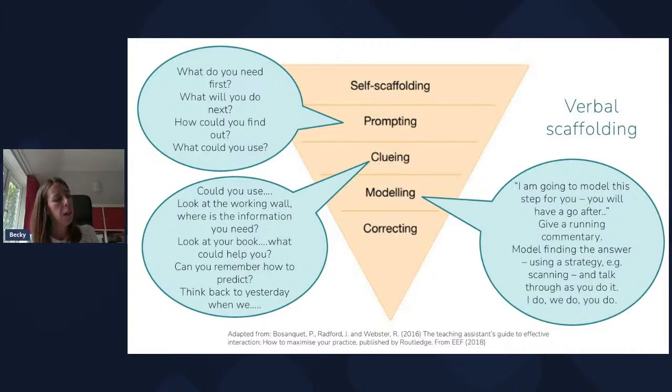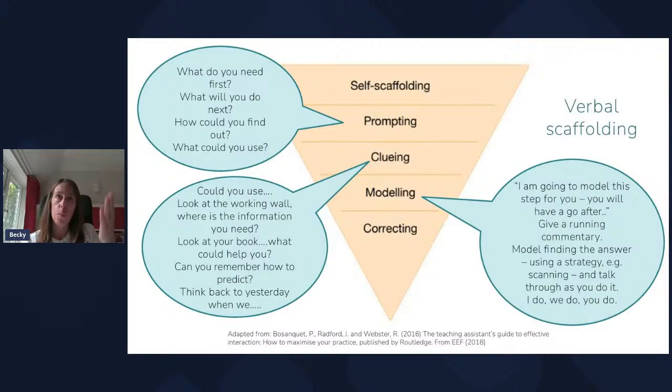And my question to you is, do staff know how to intervene effectively to support the child at the right time? So are they glued to the child? We call it the Velcro model. Are they there all the time? And actually, if they are, then something like this could support them. And what we want to do here is support the child to self-scaffold. That's our top.